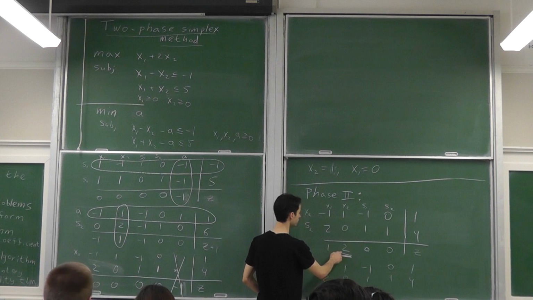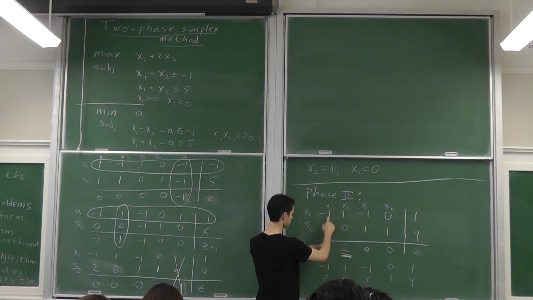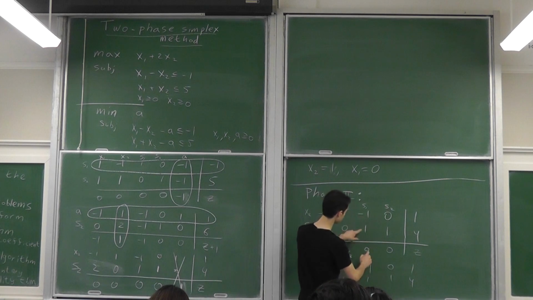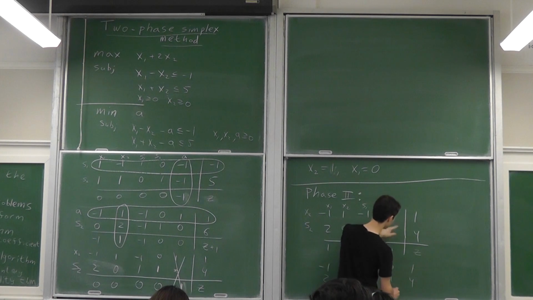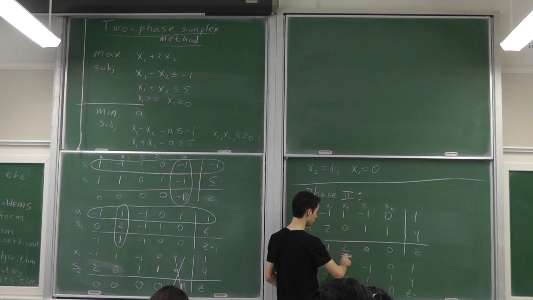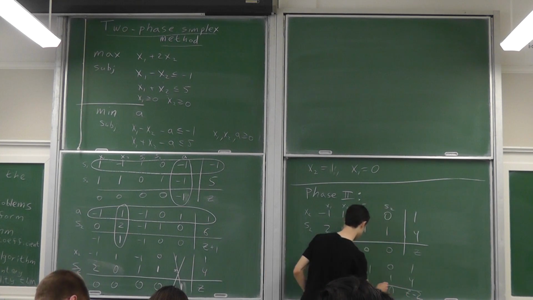2, 0, 1, 1, 4. I copy this and I'll make this into 0. 3, 2, 0, z minus 2.